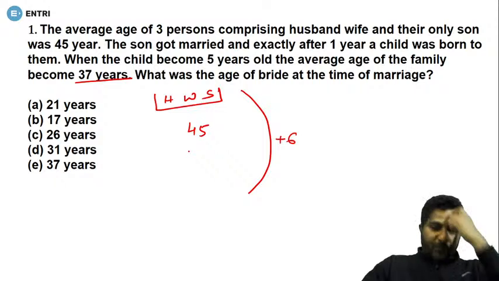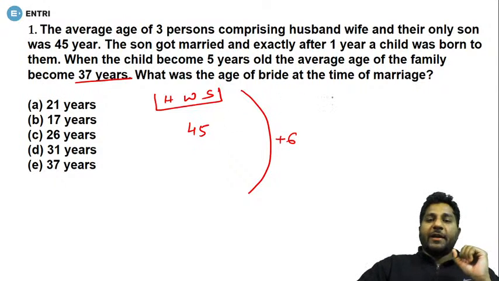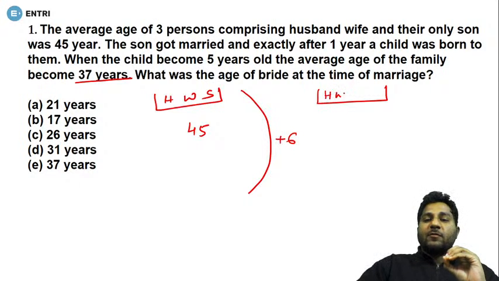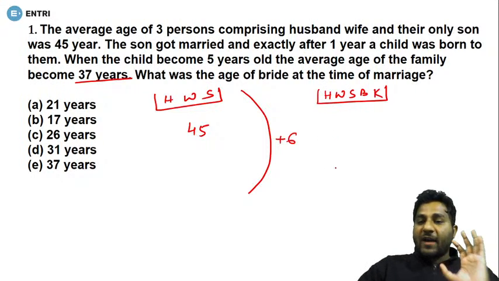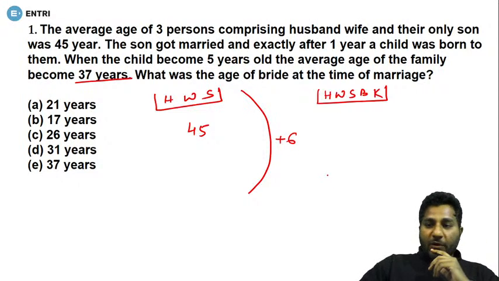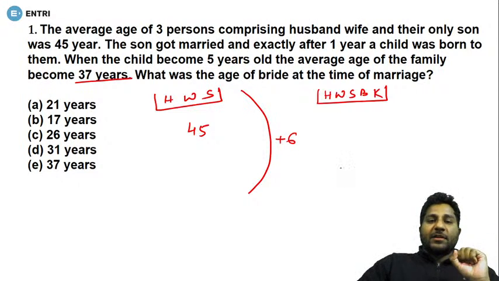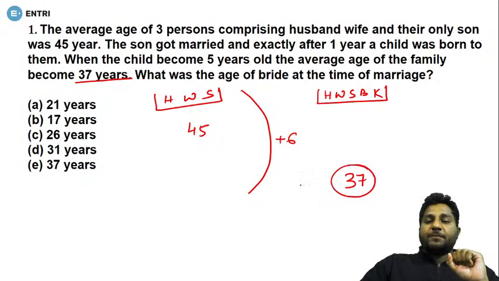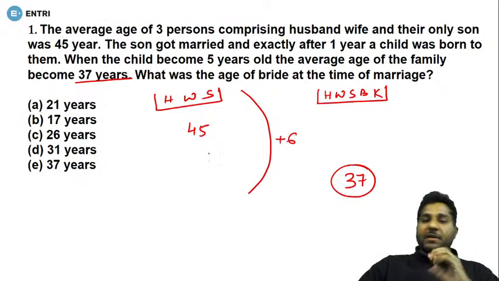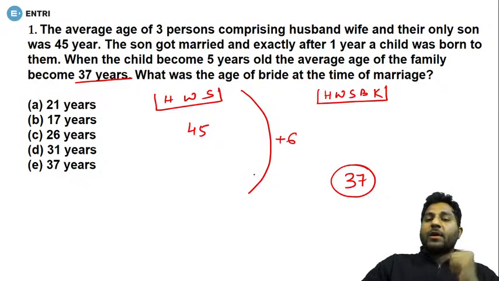Okay, so all the 3 persons will move ahead. That means now it has become husband, wife, son, bride, and kid. Okay, that means you will have 5 persons after 6 years. That means your average age will become 37. But what was the age of the bride at the time of the marriage? So we need to find that out. How are we going to find out?